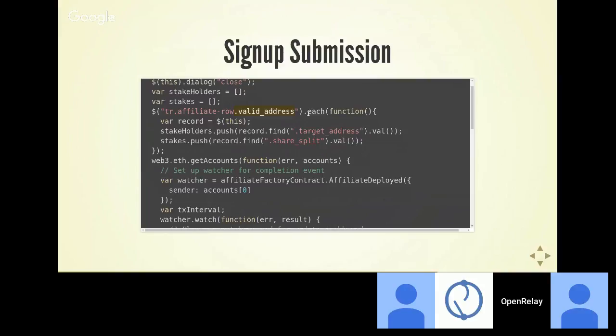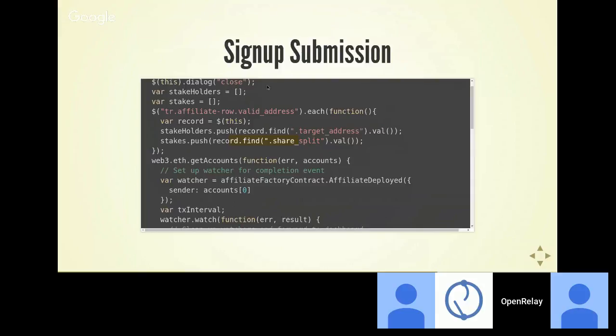Now, we didn't show the submit button if they had any invalid addresses at all. So they should not be submitting anything that has a malformed address. But we're going to find all of the rows with valid addresses, and then we are going to take the address and push it onto the stakeholders list, and we are going to take their share value and push that into the stakes list. So this is going to be the long Ethereum address, and in the example we were looking at earlier, this is going to be the 100.